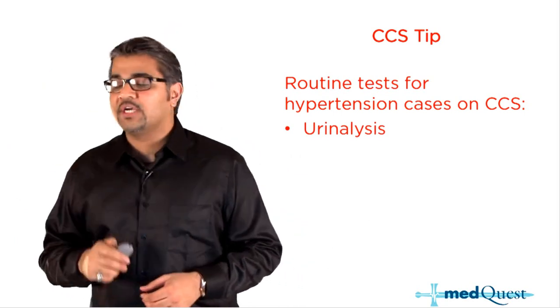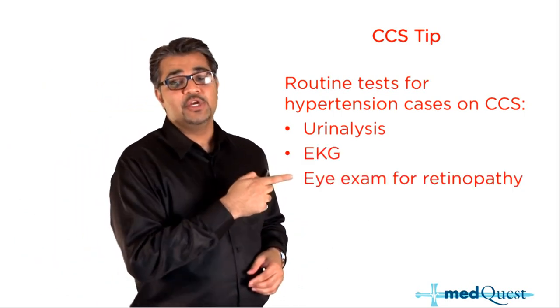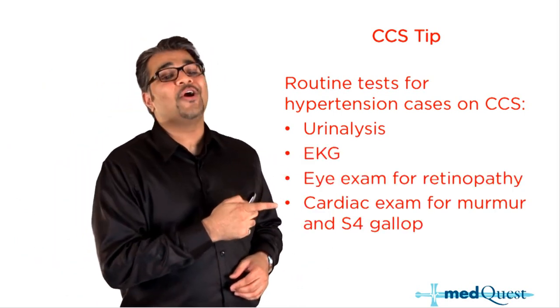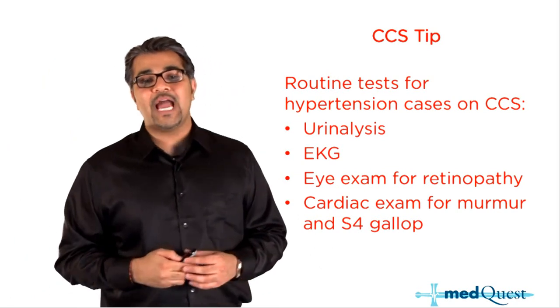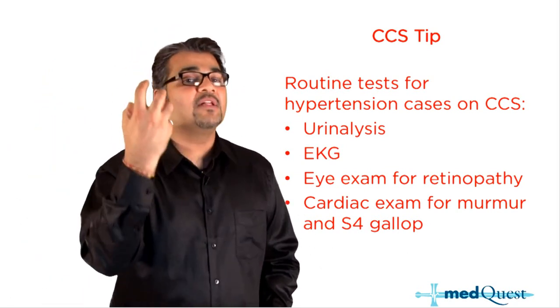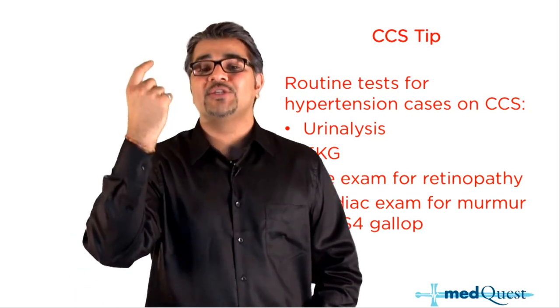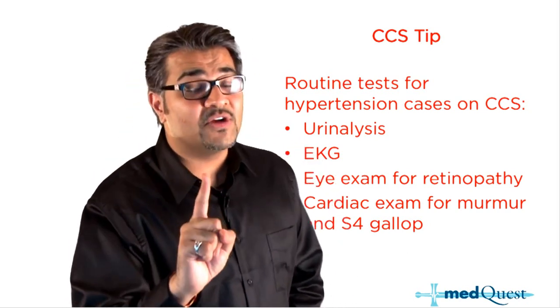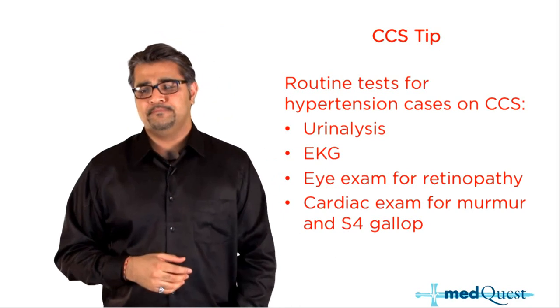Number one, you got to check a urinalysis, got to check an EKG, do an eye exam, make sure that they do a cardiac exam for murmur and S4 gallop. If they have hypertension, they may develop hypertrophic cardiomyopathies, and that's associated with S4, diastolic dysfunction, CHF, big problems.